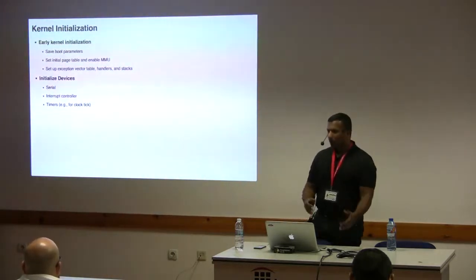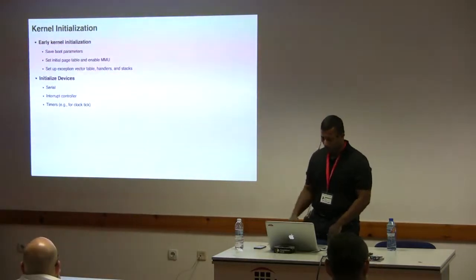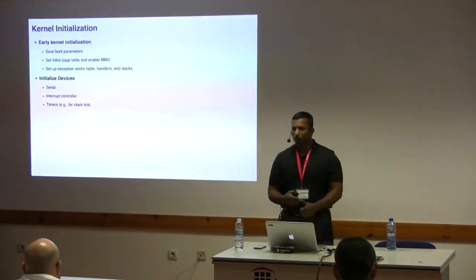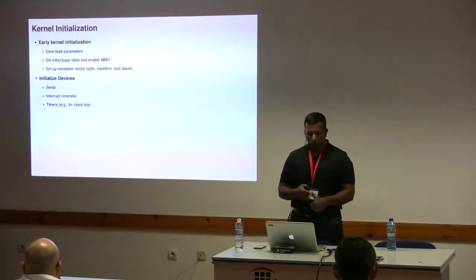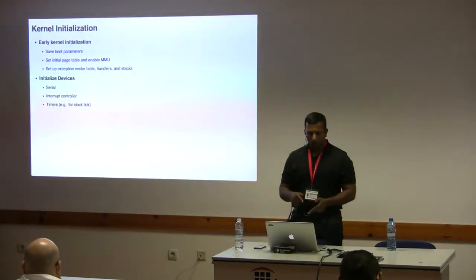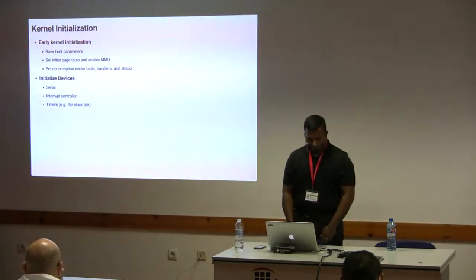Okay, so now that we talked a little bit about booting, let's go through the kernel initialization process. So the first thing that happens is early kernel initialization. The kernel will save off the boot parameters. It'll set the initial page table and then enable the MMU. It'll set up the exception vector table, the exception handlers, and the exception stacks. And then it'll do some device initialization. So it'll initialize the serial, the interrupt controller, the timers for the clock tick.